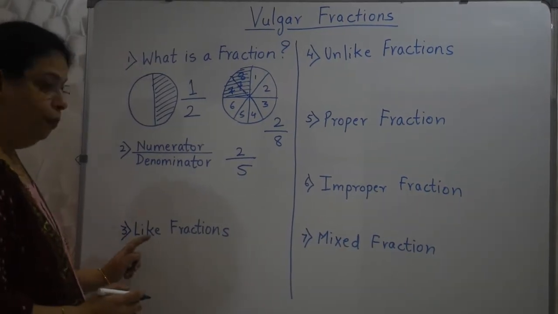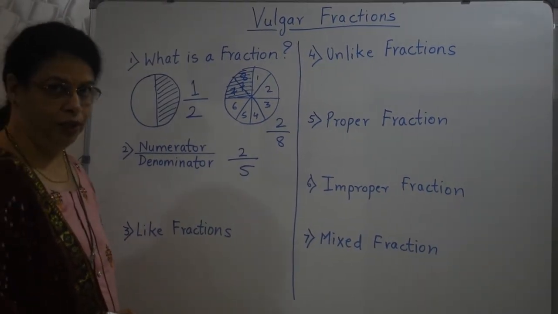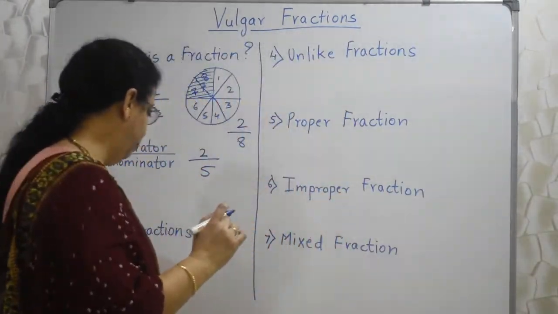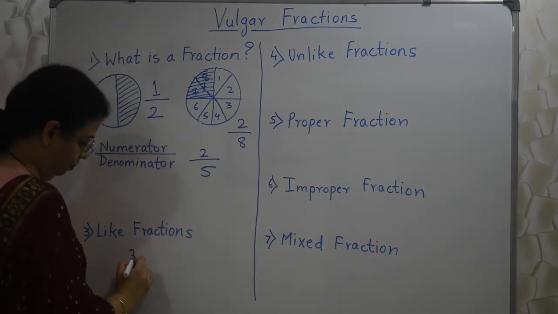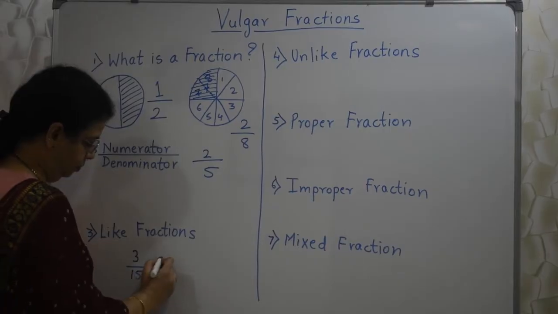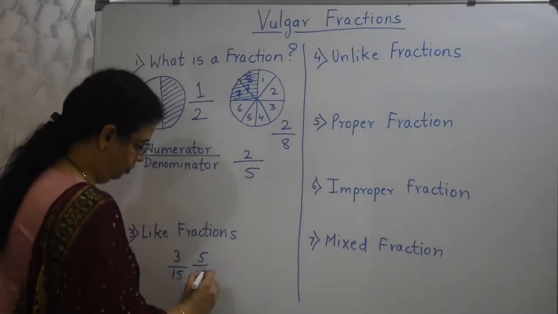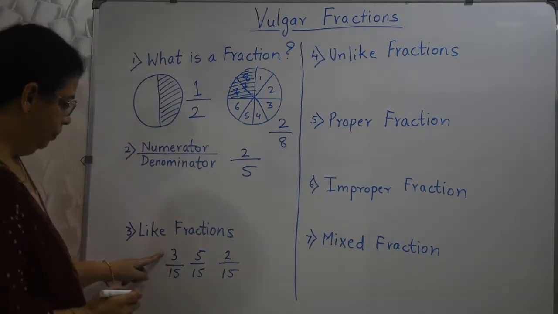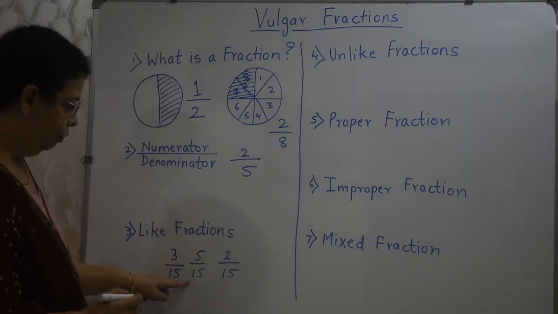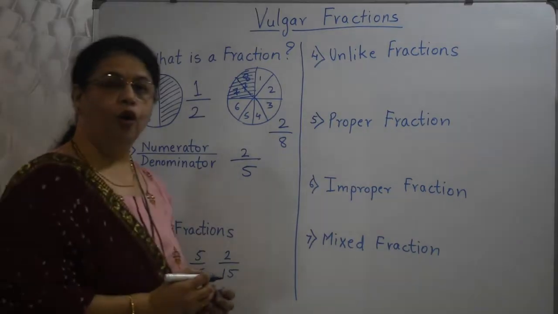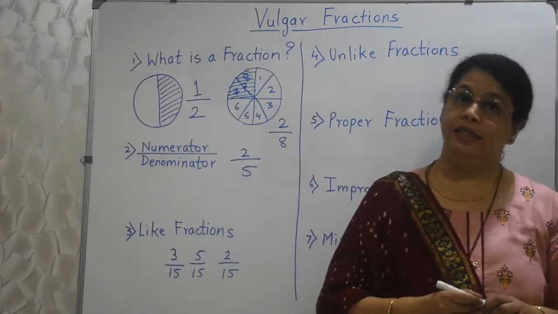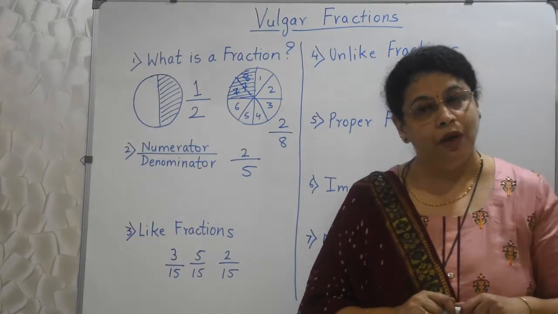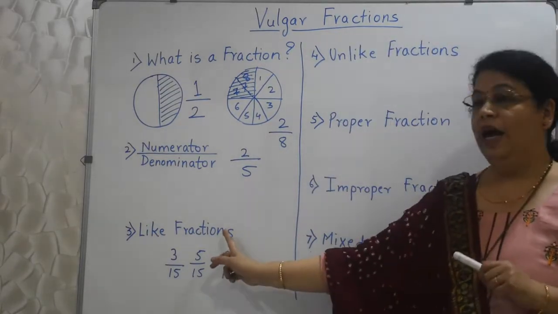Okay, now we'll proceed with the like fractions. Like means they look alike. Okay, how? I will explain with the example. If you observe these numbers, 3 upon 15, 5 upon 15, 2 upon 15, all of them have denominator same, that is 15. So students, whenever fractions have same denominator, they are called as like fractions.